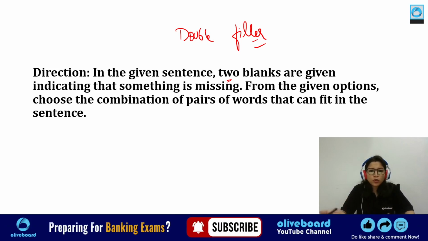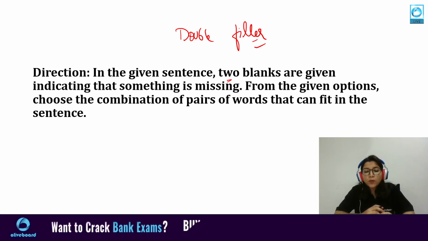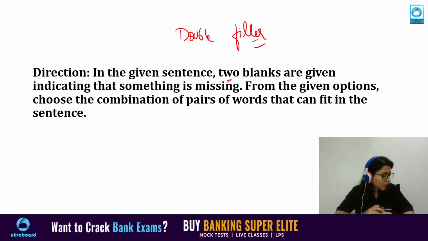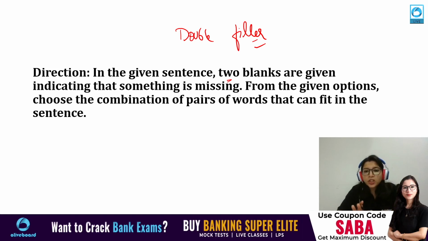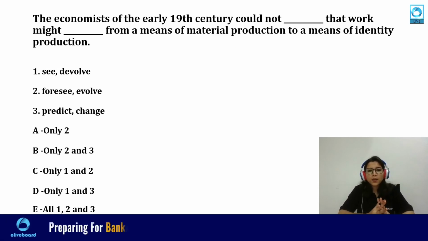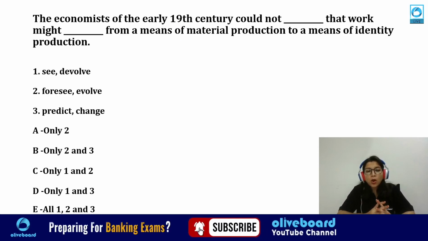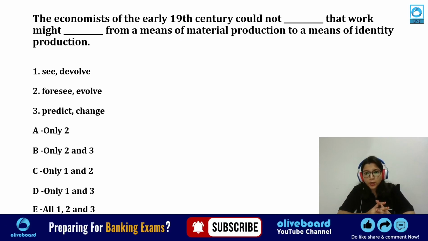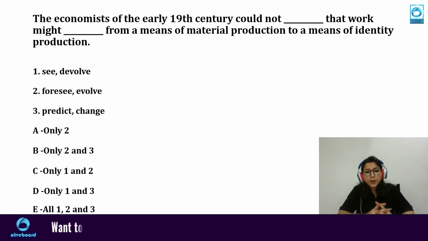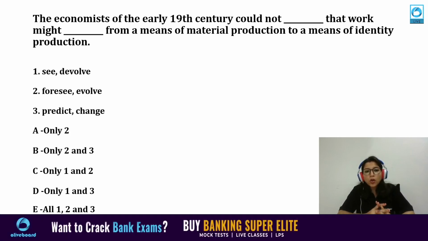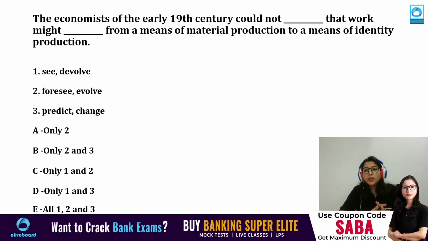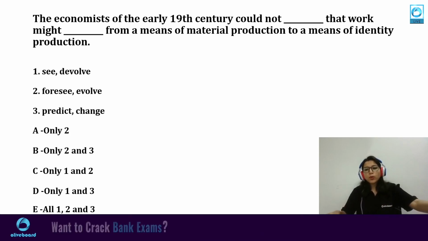Of course blank है तो कुछ missing होगा ही होगा. From the given options, choose the combination of pairs of words that can fit in the sentence. क्या आप एक ऐसा combination choose करिए जो sentence में fit हो जाए. Let's see. The economists of the early 19th century could not dash that work might dash from a means of material production to a means of identity production. Try to solve this quickly.